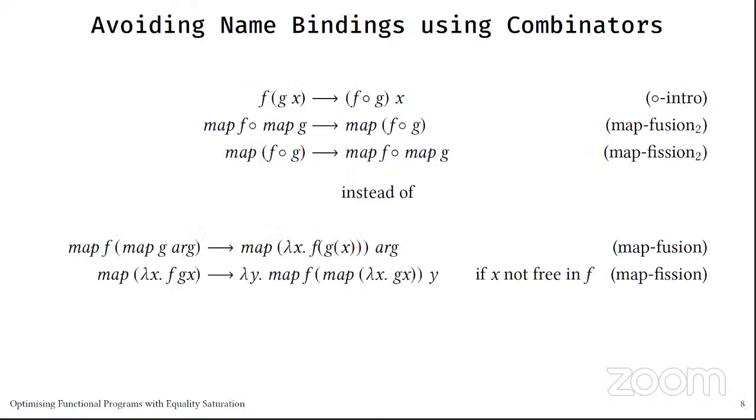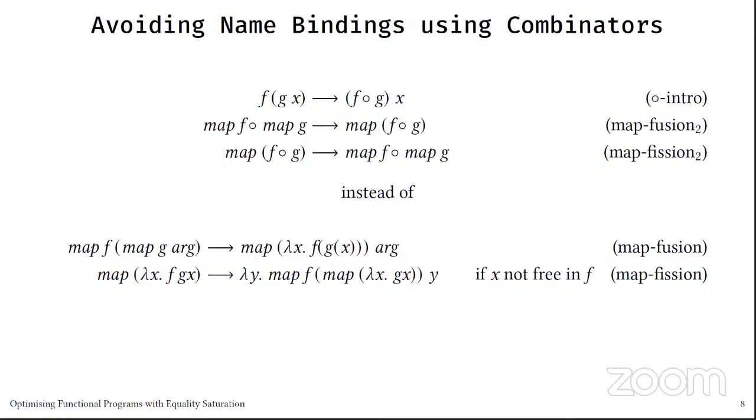There is something else you can do about name bindings, and that is to try and avoid them completely. You can do this by introducing, for example, combinators like function composition. So if you rewrite all chains of function applications like f of g of x into applying the composition of f and g to x, you can write map fusion and map fission using a different style.